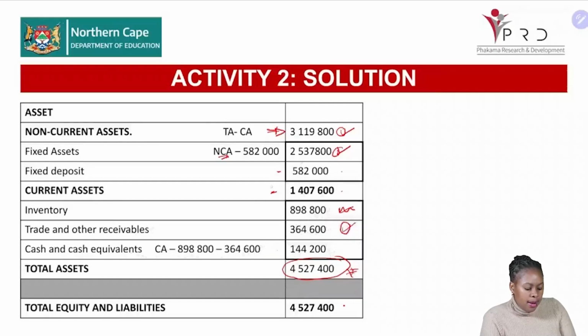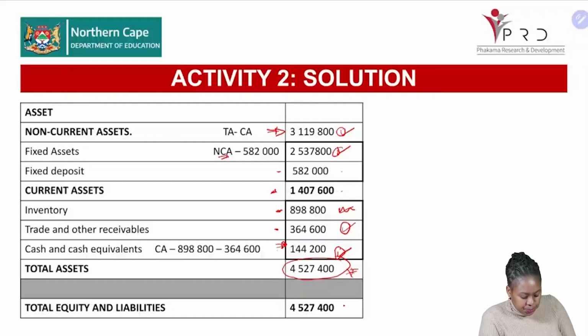We are going to say our current assets, subtract our inventory, subtract our trade and other receivables to be able to get this amount for the cash and cash equivalents. So this is all operational aspects of the statement of financial position. You need to know how to operate this financial statement.